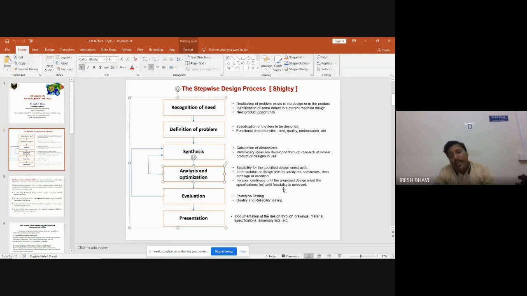So in industries nowadays, when we started using the FEM in the industries, they started using it in this phase only, that is for analysis and optimization. FEM is not a new technique. It was there even before 60 or 70 years also. But after the computers were invented, this FEM became popular.